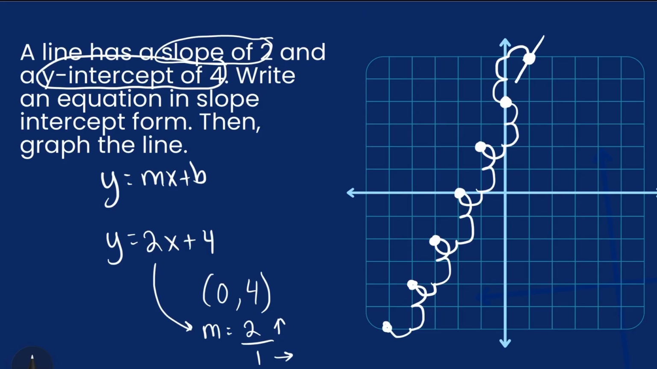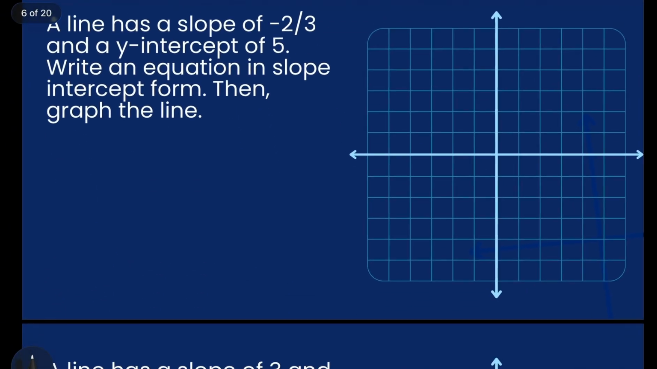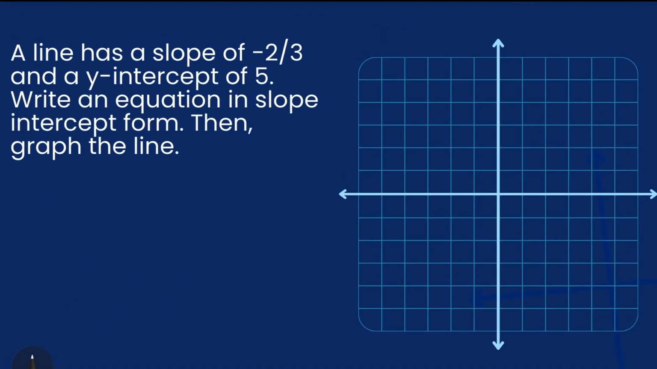And that's it. This is my line here. That's how you graph it from slope-intercept form. Now let's try this one out.